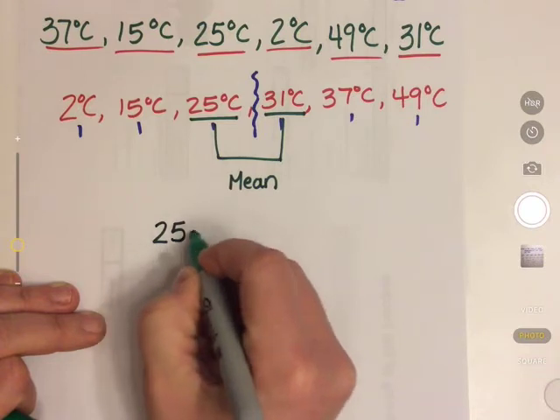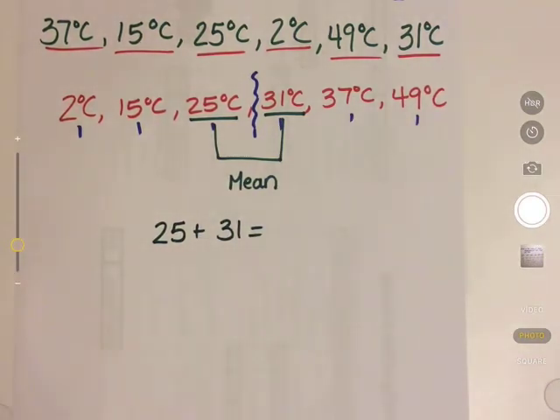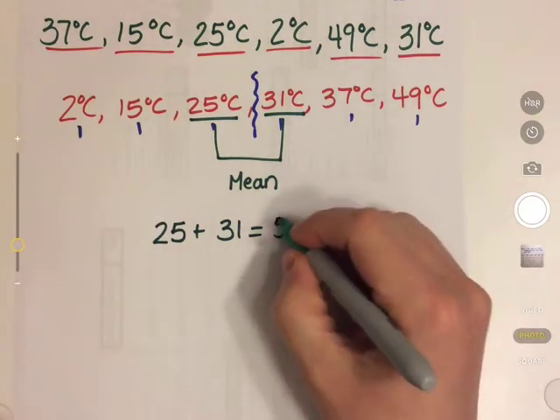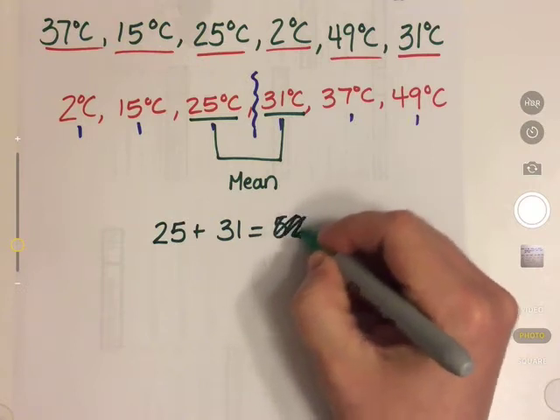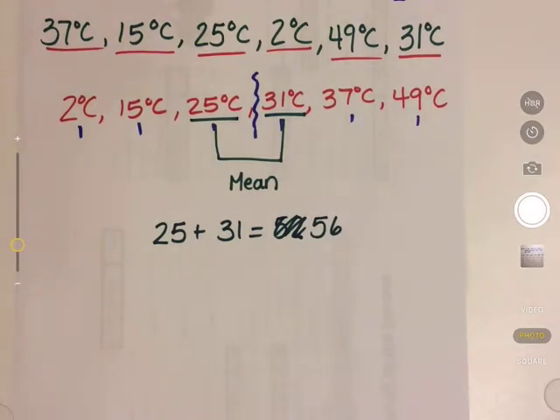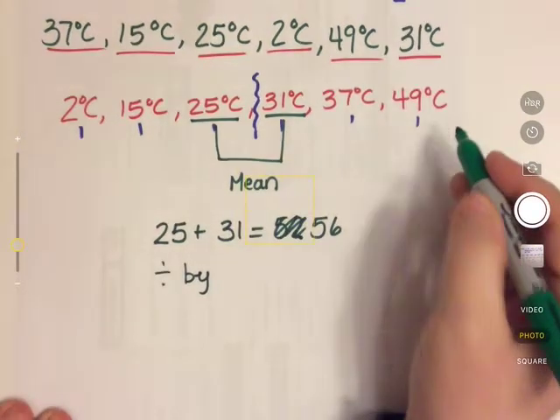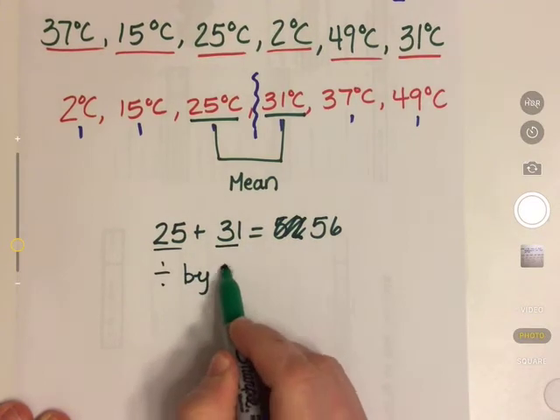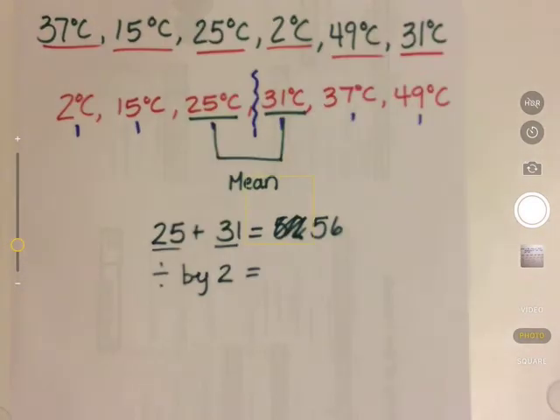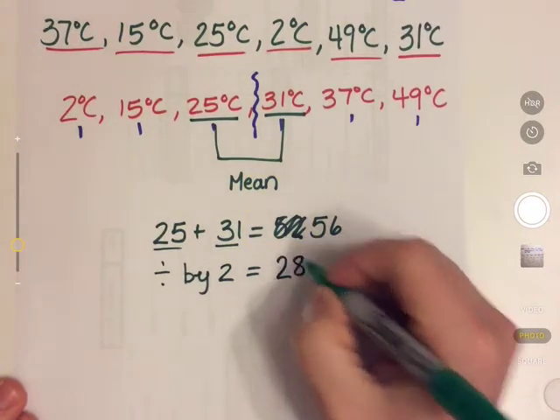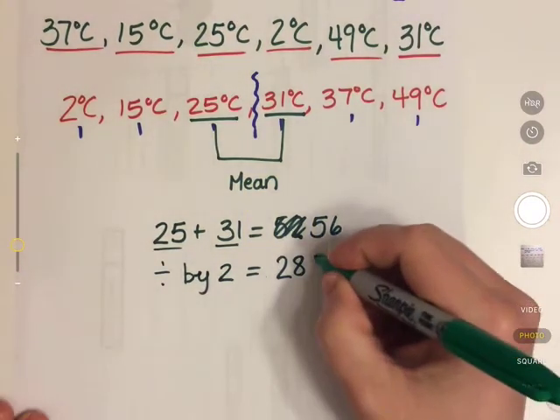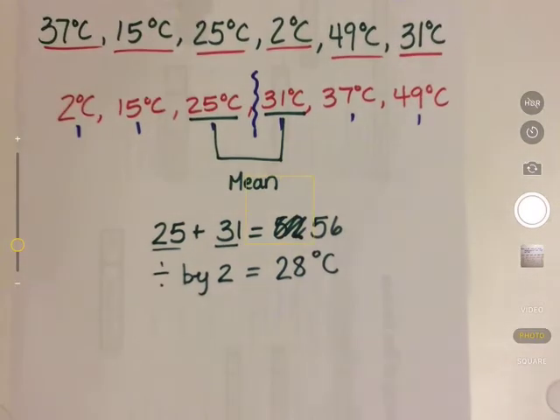So 25 plus 31 equals, again, we're using our calculators if you would like to help you with this. So 25 plus 31 is 56. Sharpies don't have erasers, I apologize. Now I'm going to divide by not 6 because I didn't add up 6 numbers. I only added up 2 numbers. So I'm going to divide by 2. 28 is now my median, 28 degrees Celsius.